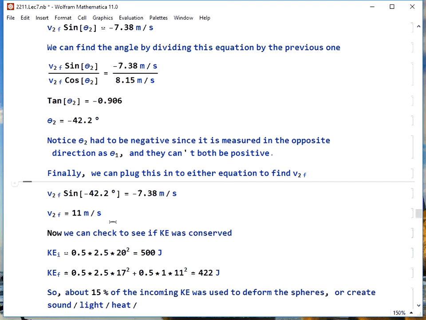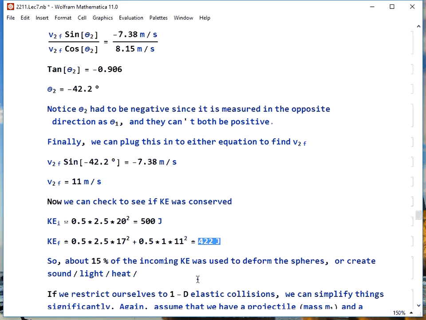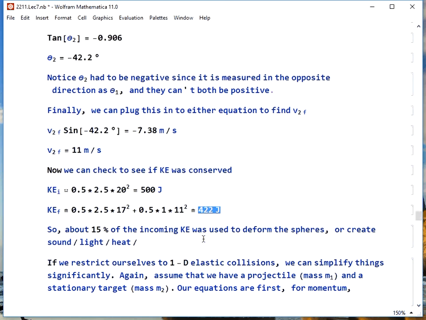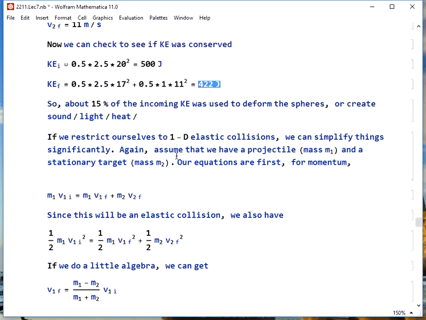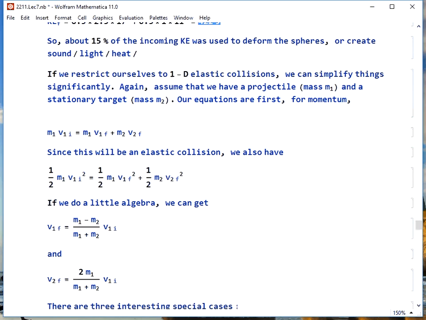Now we can see, was kinetic energy conserved? Here's our initial kinetic energy, our 2.5 kilogram projectile moving at 20 meters per second, 500 joules. At the end, our 2.5 kilogram projectile is moving at 17 meters per second, and our 1 kilogram target at 11 meters per second. We put those together and we get 422 joules. So we lost about 78 joules. That's about 15% of the incoming kinetic energy that went into deforming the spheres or making sound, light, heat, whatever.